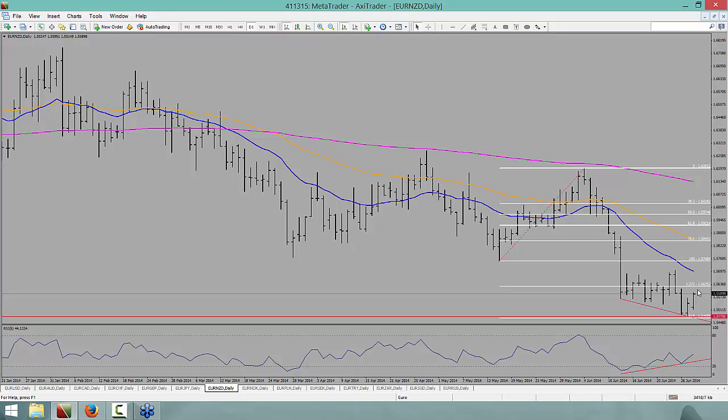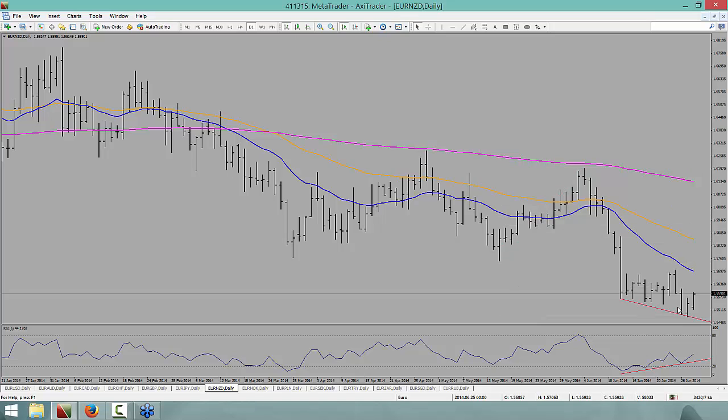The Kiwi is coming off a bit. I had some data this morning which wasn't crash hot. I just wouldn't want to be long euro for too long. I don't think the euro is going to have that much strength left in it for too much longer.